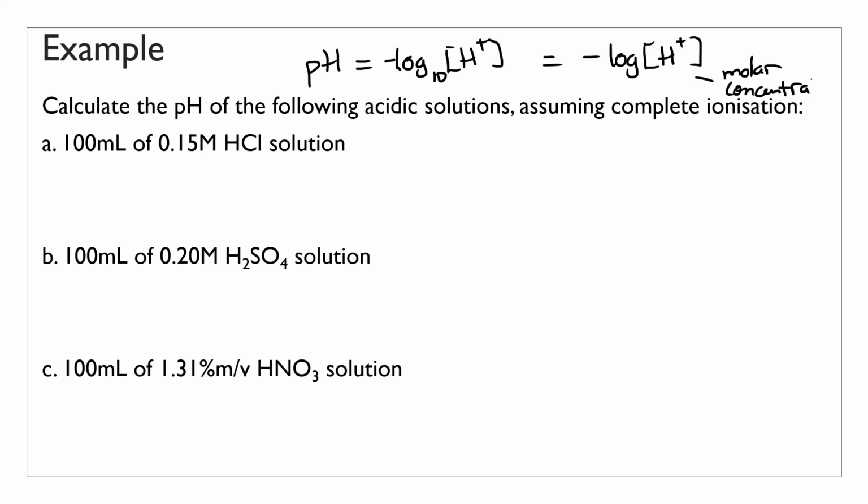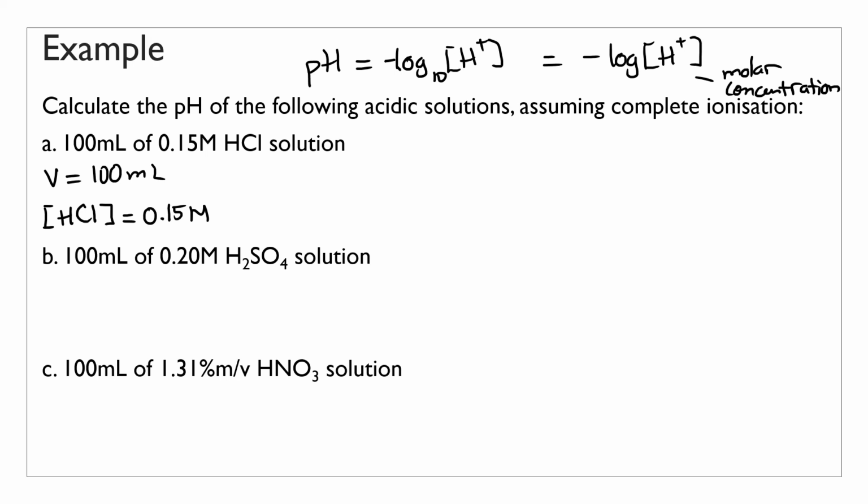Okay, so if we look at these three examples, calculate the pH of the following acidic solutions, assuming complete ionization. Let's just start with the first solution. The volume is given to be 100 ml, and the molar concentration of hydrochloric acid is given. So the molar concentration of HCl, I'm going to use the square brackets here, is 0.15 molar. So this is the molar concentration, and you need to find the pH, and this is the formula for the pH.